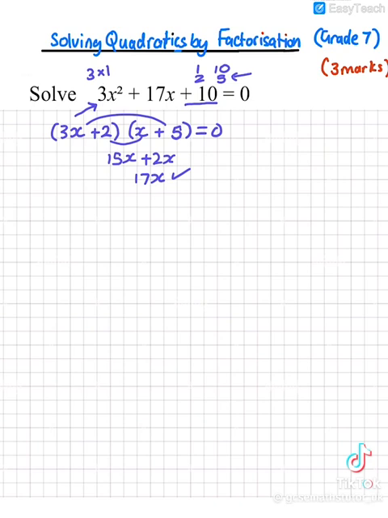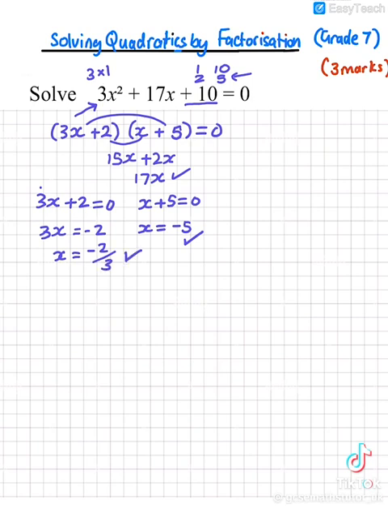Now, since you have your two brackets, we got x plus 5 equals 0. Now taking away 5 from both sides, so one solution is negative 5, and the other one is going to be 3x plus 2 equals 0. Now take away 2 from both sides, and we have negative 2, and then dividing by 3 on both sides, x equals minus 2/3. So these are your two solutions for this question.